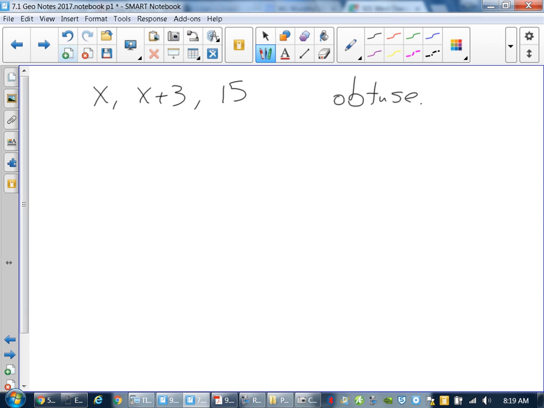But you have to remember something about algebra. We're going to say 15 squared is greater than x squared plus the quantity x plus 3 squared.